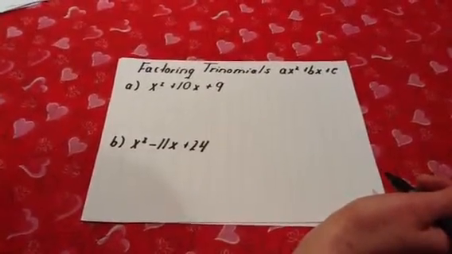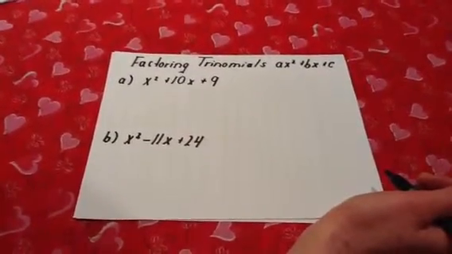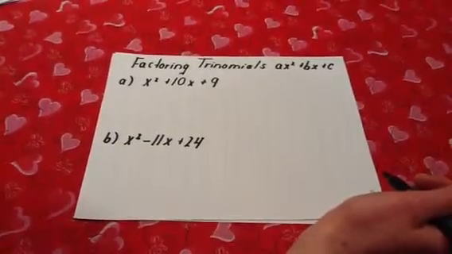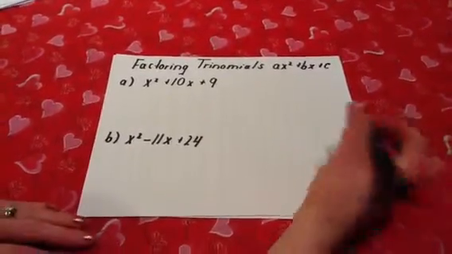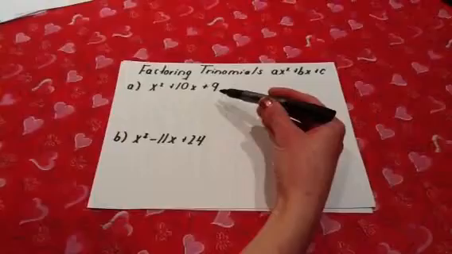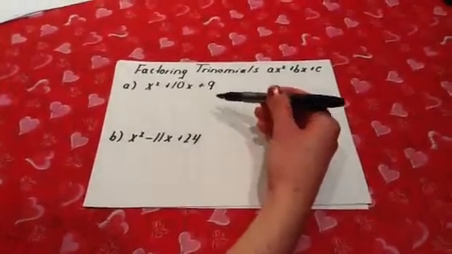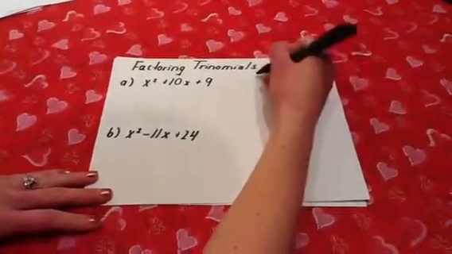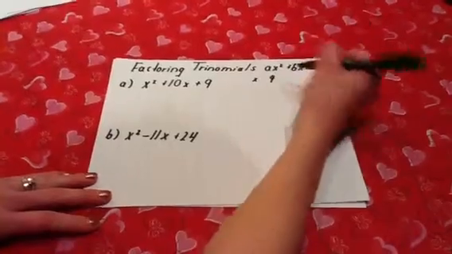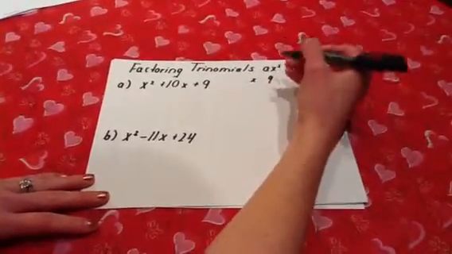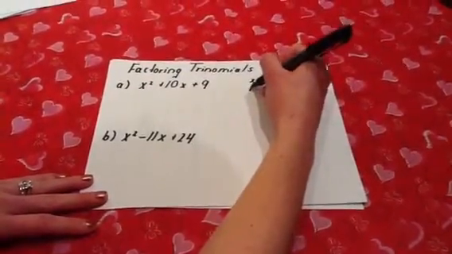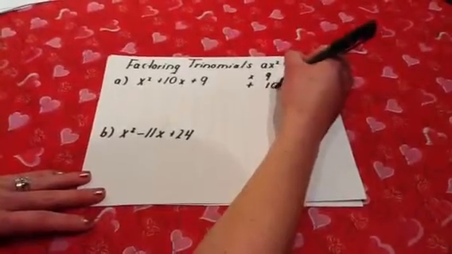Okay, in this example here, we're going to factor trinomials. So trinomial again is 3 terms. So we'll look at the first one here. What we need to think is we need 2 numbers that multiply to give me 9, which is the last term. And then we also need those same 2 numbers to add, and they have to give me 10.